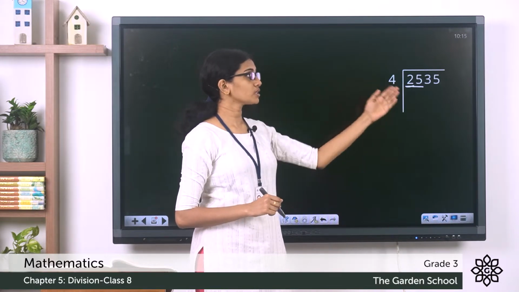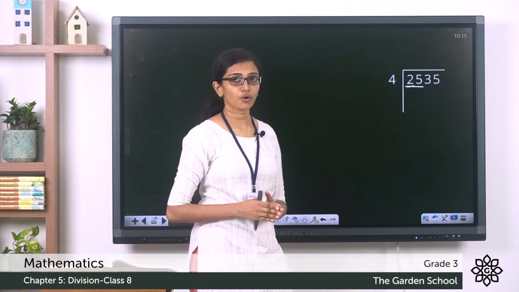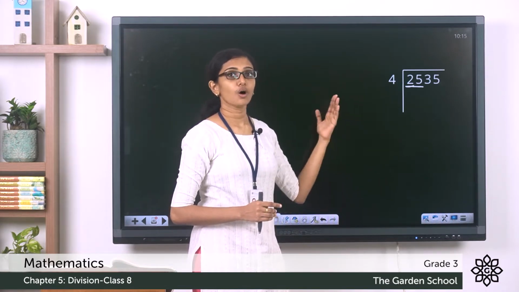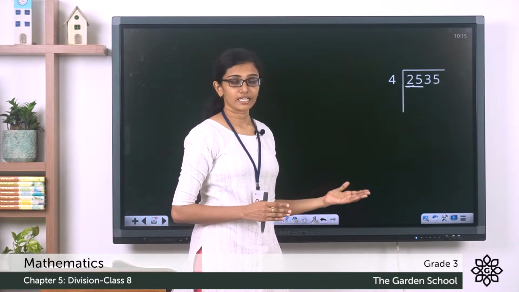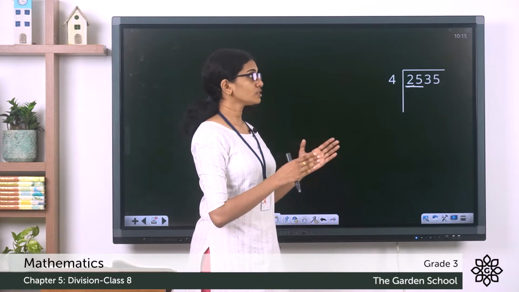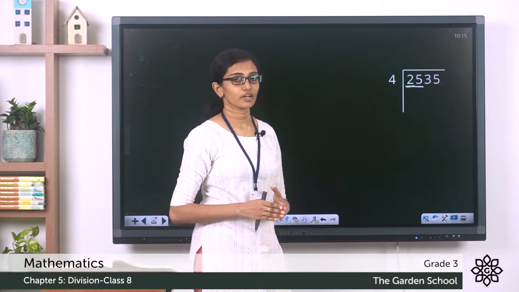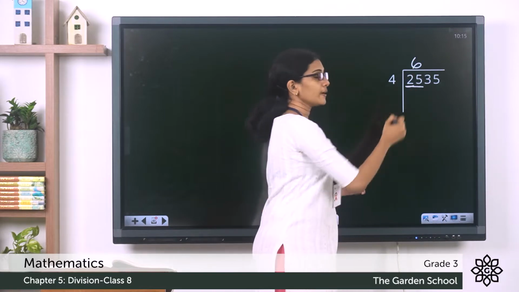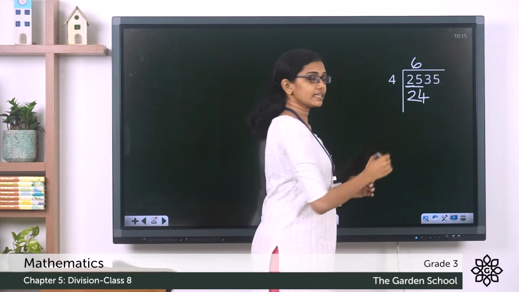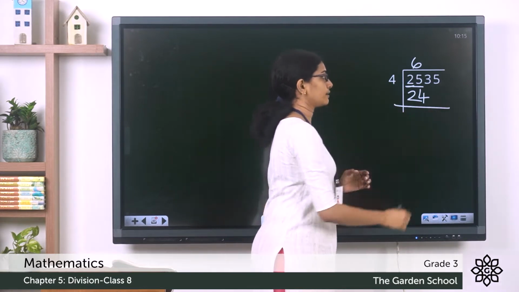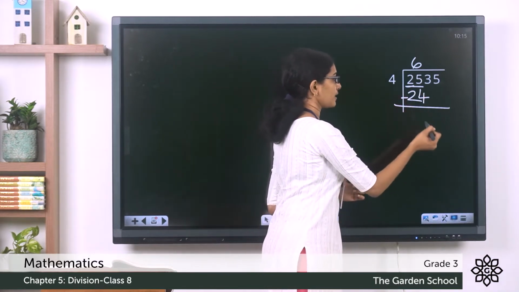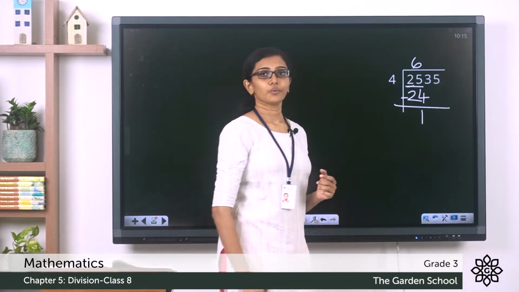And how many 4s will go in 25? Recite the table of 4. 4 1s are 4, 4 2s are 8, 4 3s are 12, 4 4s are 16, 4 5s are 20, 4 6s are 24, but 4 7s are 28. So 4 6s are 24 is enough. So let's write that 6 here and 4 6s are 24. Then subtract the numbers. 25 minus 24 is equal to 1.